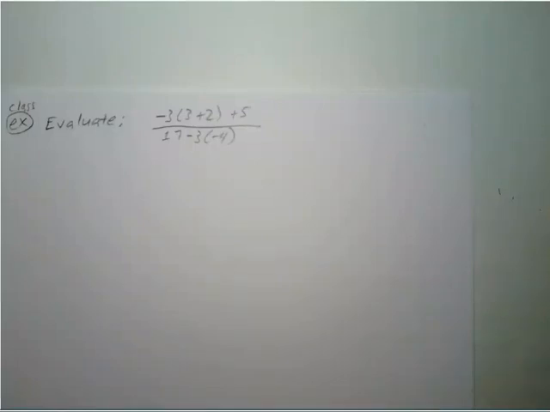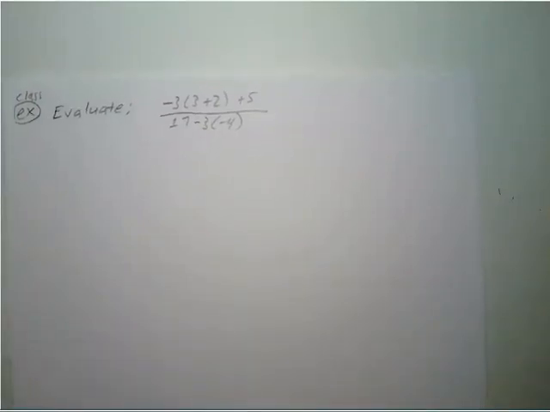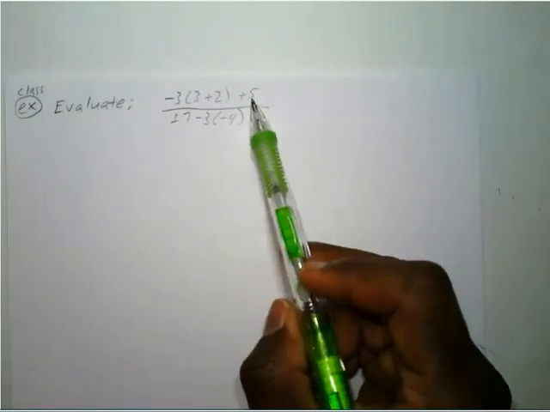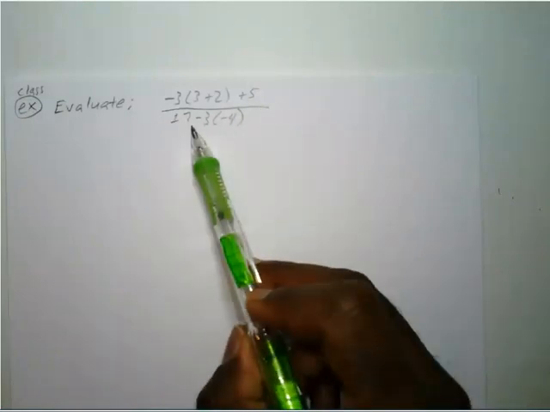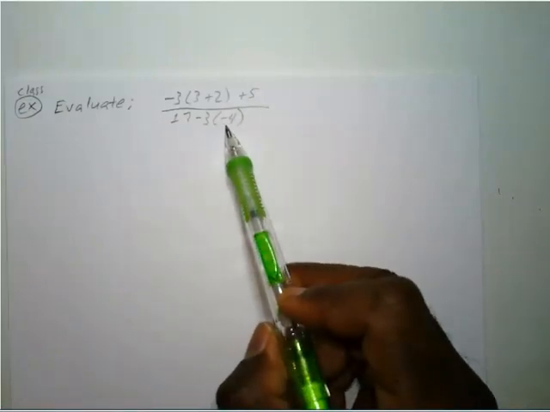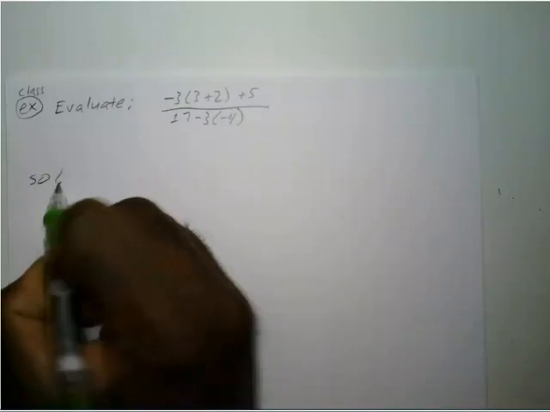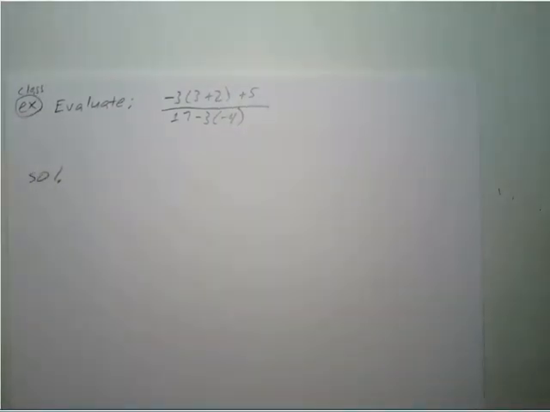Okay, so what if you wanted to evaluate the quotient negative 3 times 3 plus 2 plus 5 divided by 17 minus 3 times negative 4. Okay. So once again, I want you to go ahead and press pause and try to solve this one. All right, so I'm assuming you've already paused it and solved it, so let's go ahead and verify.